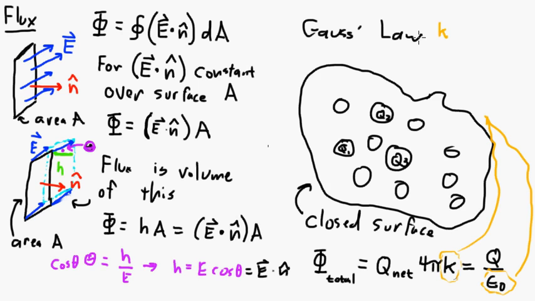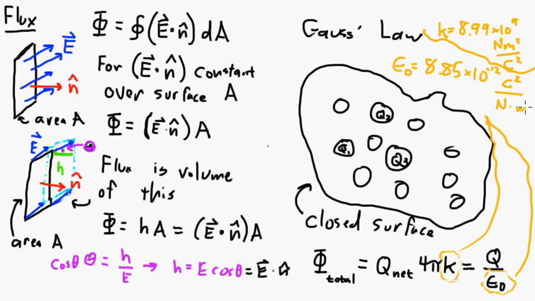So k is from Coulomb's law and everything. It's 8.99 times 10 to the ninth, and the units are Newton meter squared per Coulomb squared. Epsilon naught is just another way of doing this, and it is 8.85 times 10 to the minus 12, and it has the inverted units from k, so it's Coulomb squared over Newton meter squared.